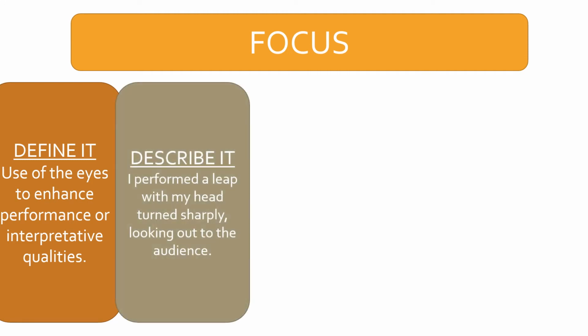And I've just added a little description. You do not have to write this down. There's not a place for it in the table. But just for example, I performed a leap with my head turned sharply, looking out to the audience. We can all envision that. Someone doing a giant leap across the stage, they've turned their head sharply and their eyes are looking to the audience. That is a clear example of where the expressive skill focus is used in a movement.